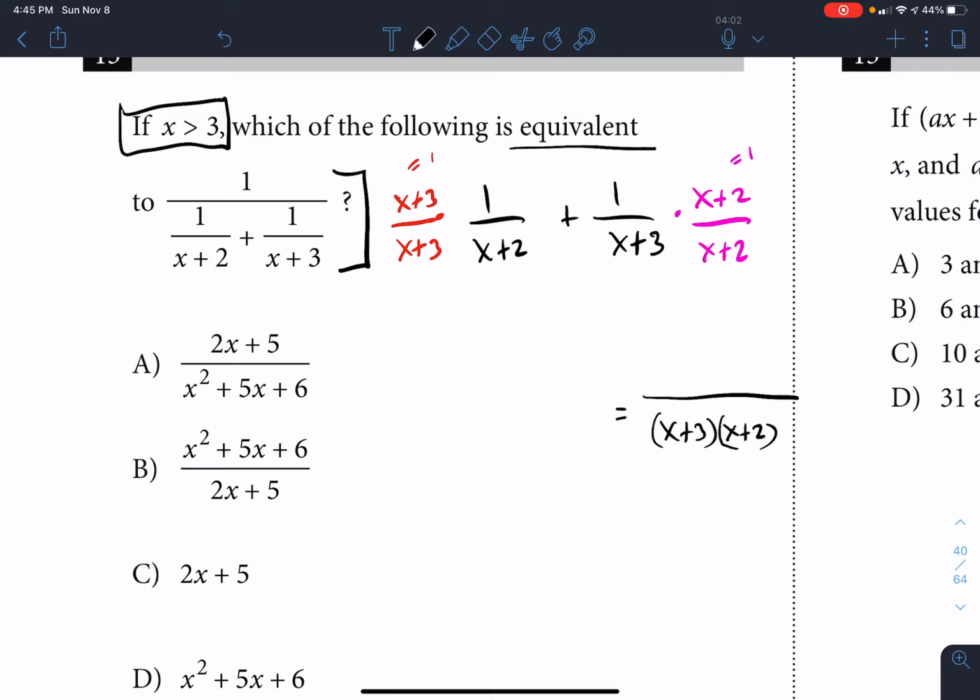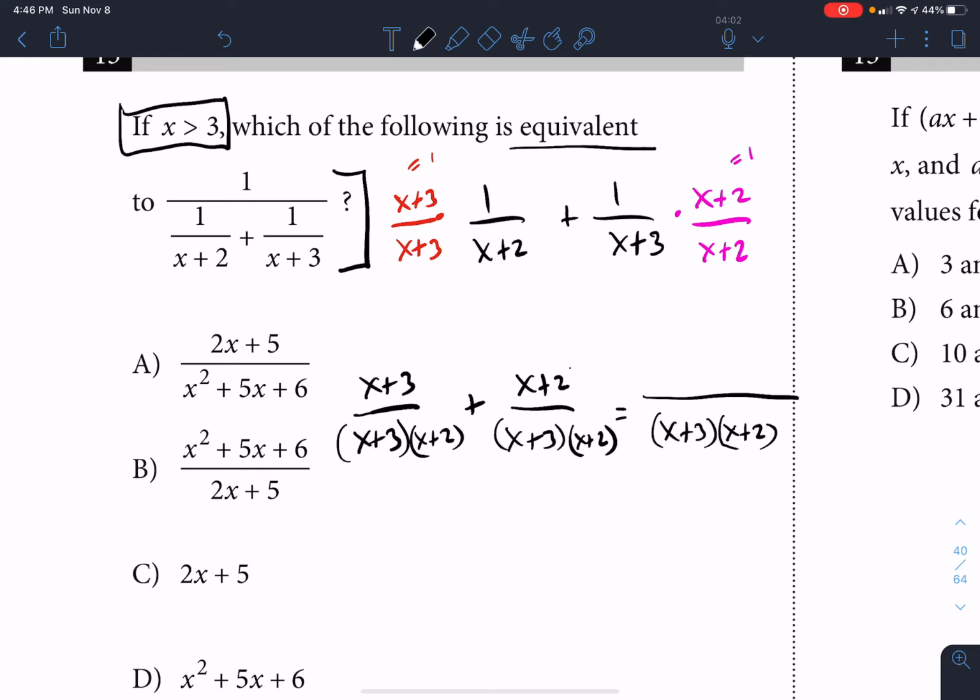Okay, so let's do the left side. We have x plus 3 times 1, that's x plus 3, over x plus 3, x plus 2. We add that to x plus 2 over x plus 3, x plus 2. And when we add fractions like this, the denominator stays the same. The top part we can just add together. X plus x is equal to 2 x's. 3 plus 2 is equal to 5. So our answer is 2x plus 5 over x plus 3, x plus 2.